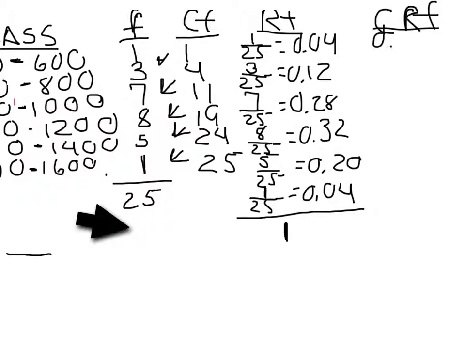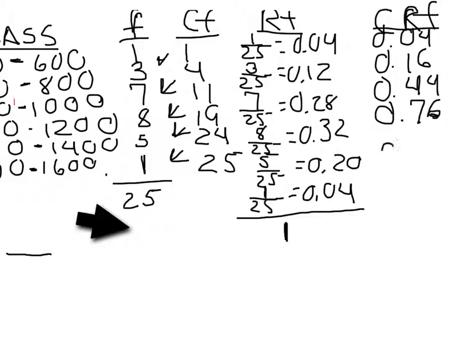Then cumulative relative frequency. So I start with 0.04, start adding. 0.12 gives me 0.16, plus the 0.28 gives me 0.44, plus 0.32 gives me 0.76, plus 0.2 gives me 0.96, plus 0.04 gives me 1, and I know that last one has to be 1.